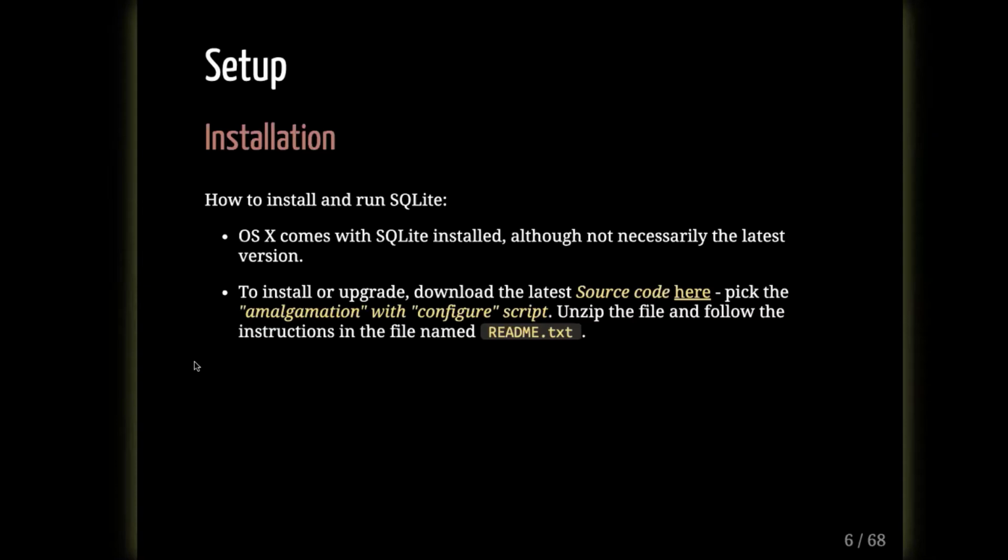Let's talk about setting it up on your home computers if you haven't already. If you have OS X, you already have SQLite. OS X recent versions come with it installed. It doesn't mean you're getting the latest version of SQLite, but it means that you at least have some version of it.